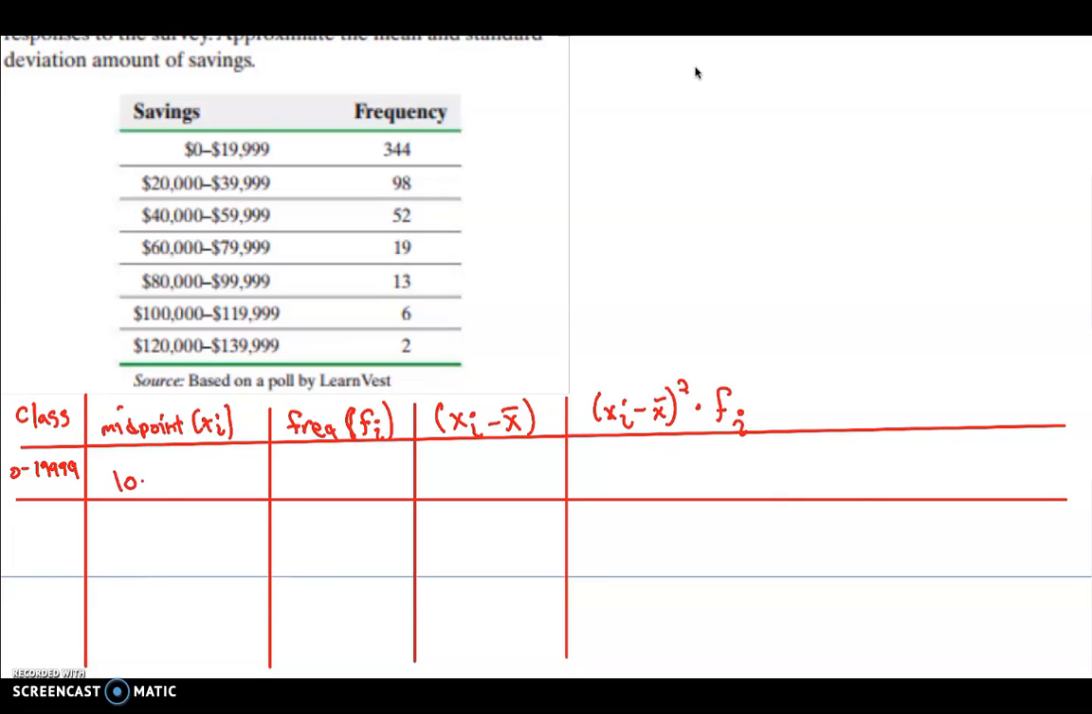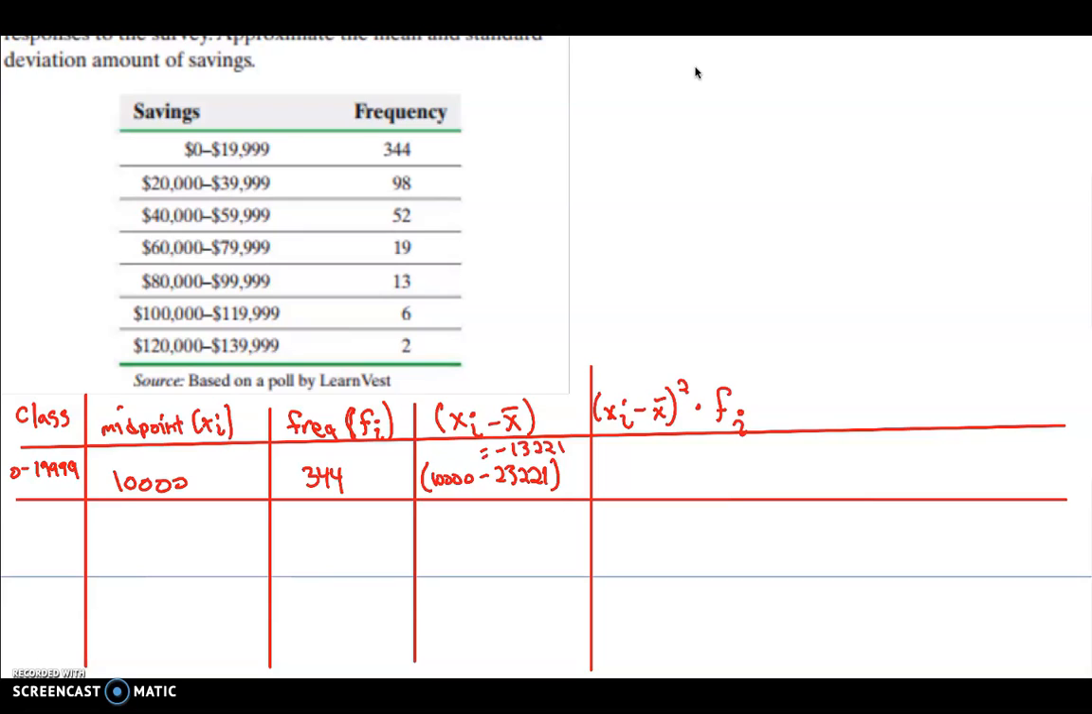So the midpoint of the first one is 10,000. The frequency is 344, and I'm gonna need some more space here, so I'm just gonna squeeze it in over here. So we'll take the midpoint, 10,000, minus the mean, and remember the mean was 23,221. That was from the very first problem. Okay, so this was equal to negative 13,221. So that's the deviation in the first class.